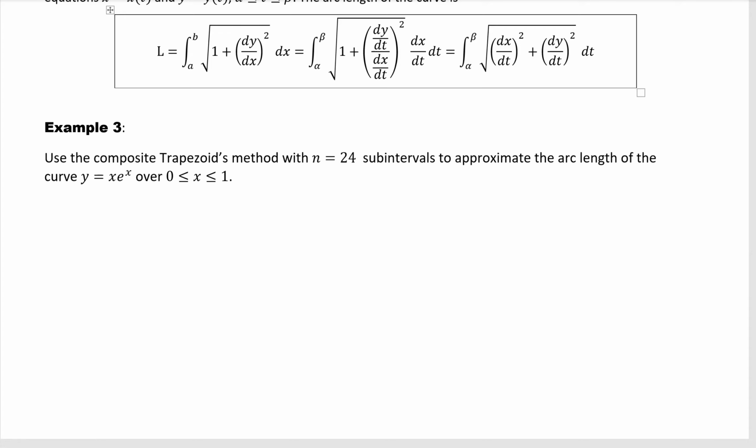Okay, let's use the composite trapezoid method with n equals, let's also do 4 subintervals, to approximate the arc length of the curve.